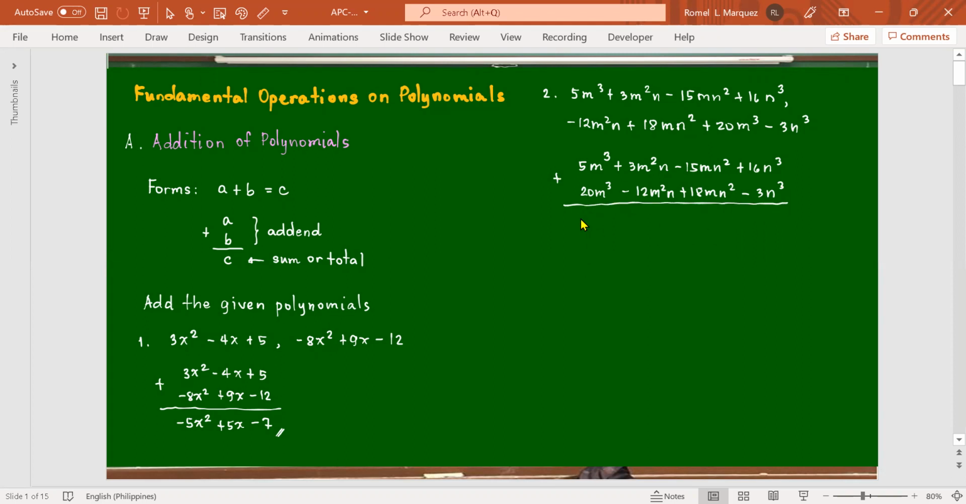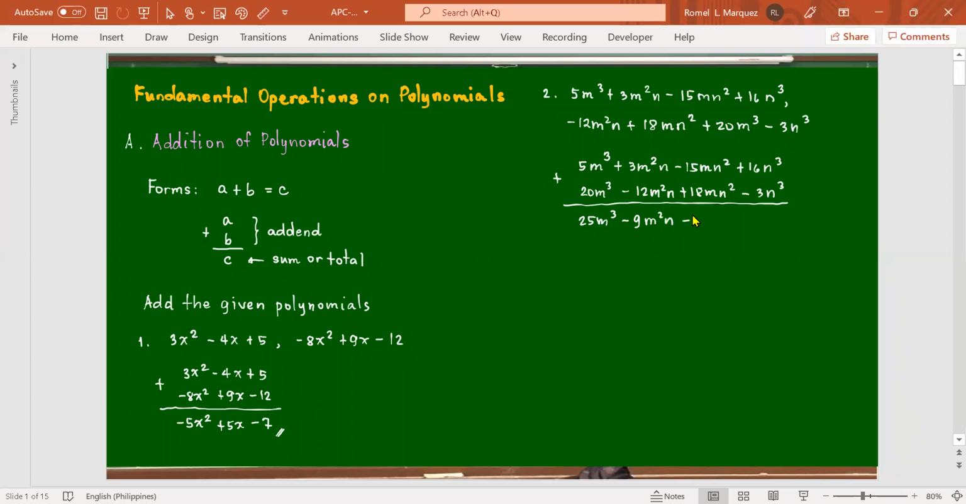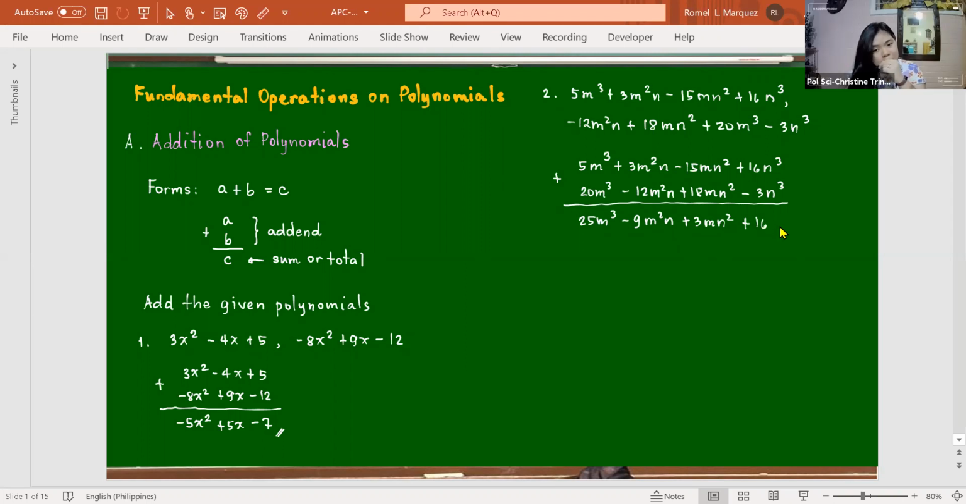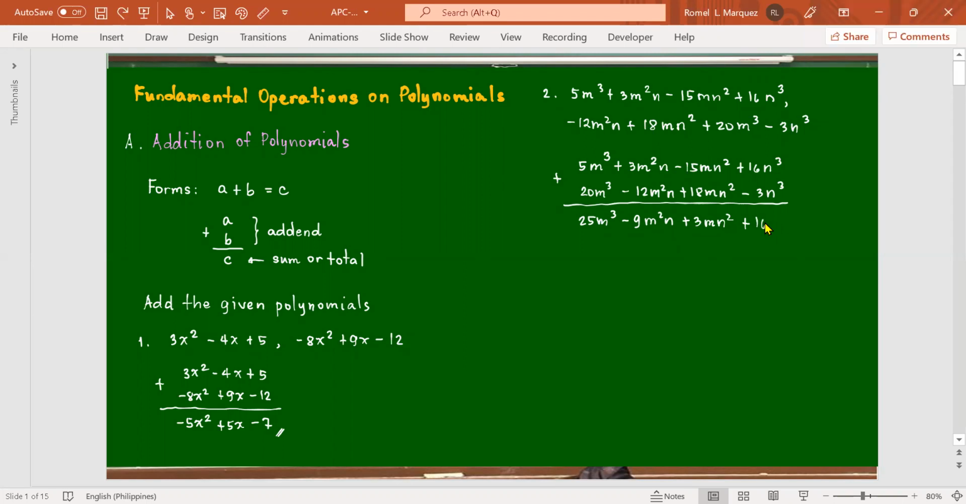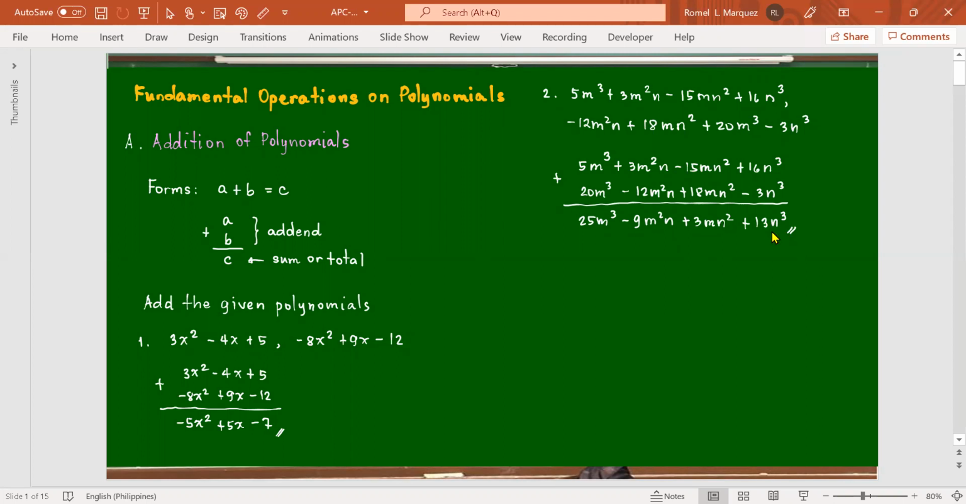So again, we're asked to add these polynomials. So getting what? 25m cubed, that is 5 plus 20. So literal part is m cubed. Minus, so 3 plus negative 12 is negative 9, right? Am I correct, guys? Yes, sir. m squared n, no? Negative 15 plus 18, positive 3, then literal part, mn squared, and then plus 13n cubed. Okay, that's it. Okay, guys? So that is for addition.